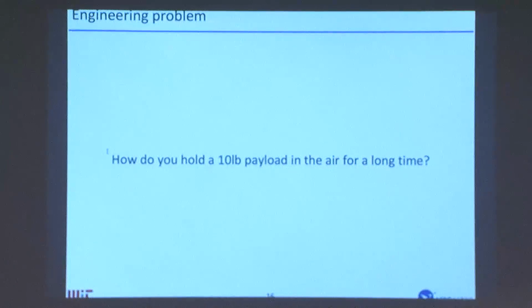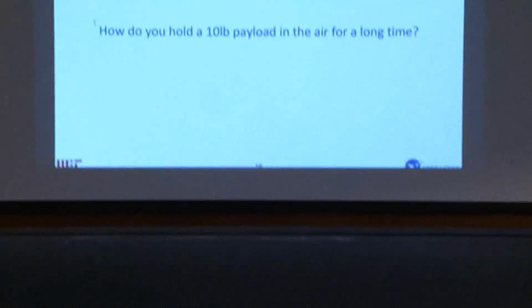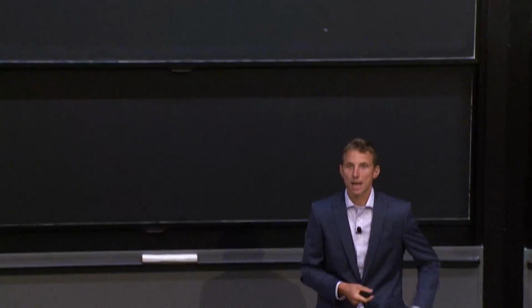So here's the sort of generic engineering problem. How do you hold a 10-pound payload up in the air for a really long time? So this is too vague to actually solve as an engineering problem. It's kind of the actual goal we have, but it's a little too vague. So what we break this down into is engineering requirements. We specify in a little more detail what we actually want to do.